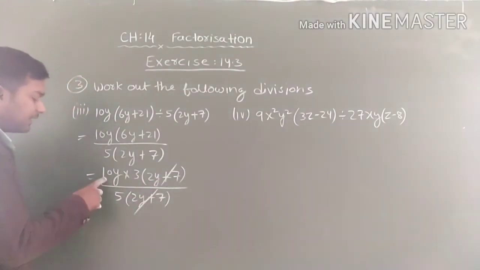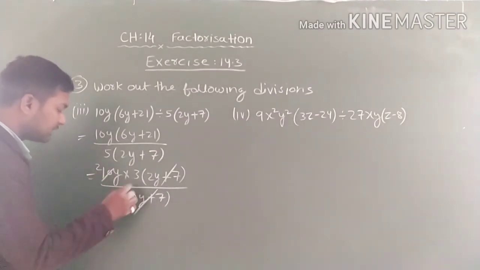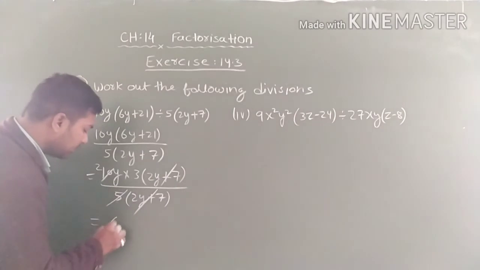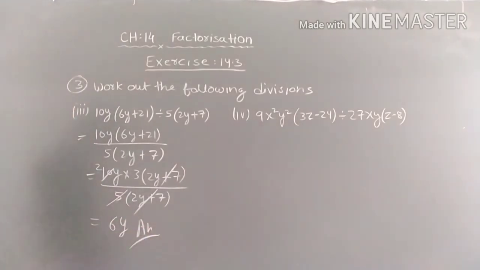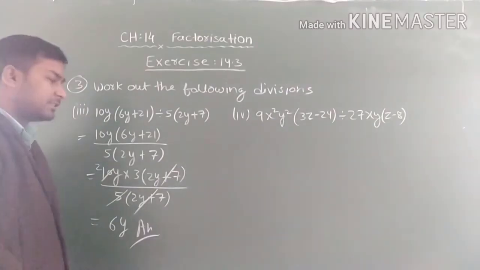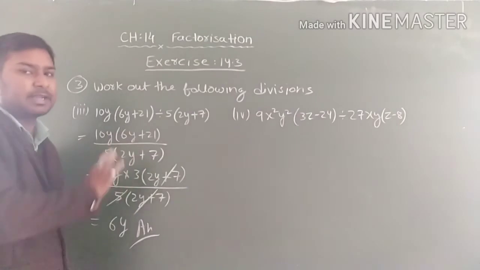And 5 and 10 will be cancelled out. 5 twos are 10. Now it will be 2 threes are 6 and y. Okay, so this is 6y, and this will be the answer. It's very easy. We only have to take common and cancel out.